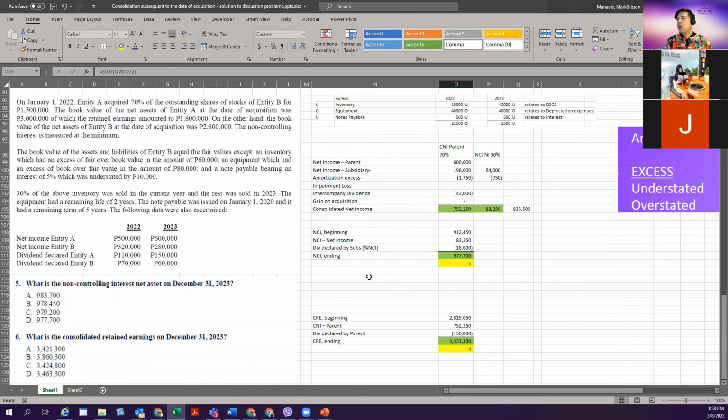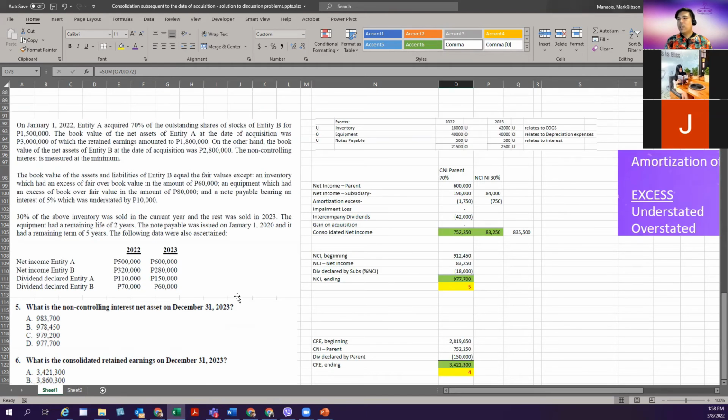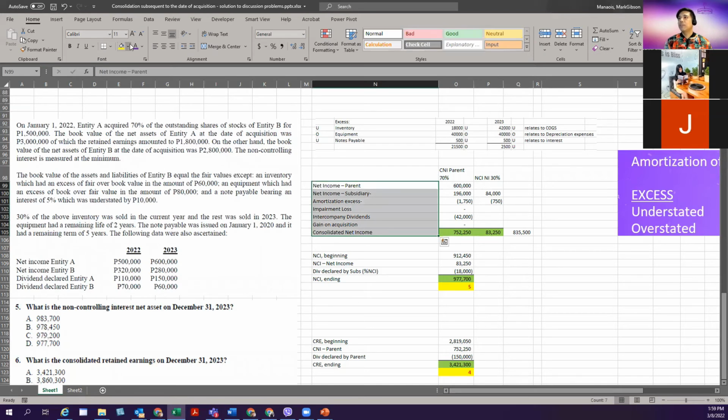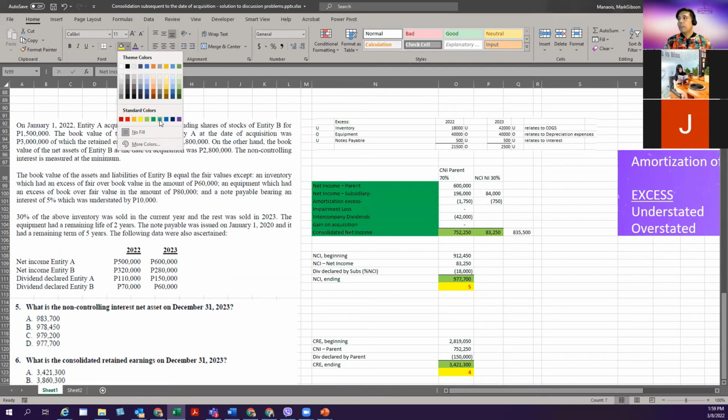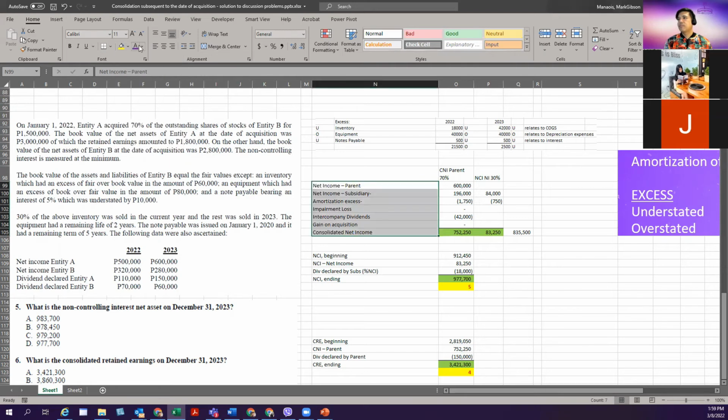Sige, puntahan natin yung requirement 5 and 6. Sa requirement 5 and 6, pansinin nyo class ha, ang tinatanong na is December 2023. So therefore, we have to calculate for the consolidated net income ulit for 2023 naman. So, lagay lang ulit natin yung template. Isa-isayin ngayon natin. Net income parent, 2023 nito class ha, year 2023. So, huwag magpapalito dyan.